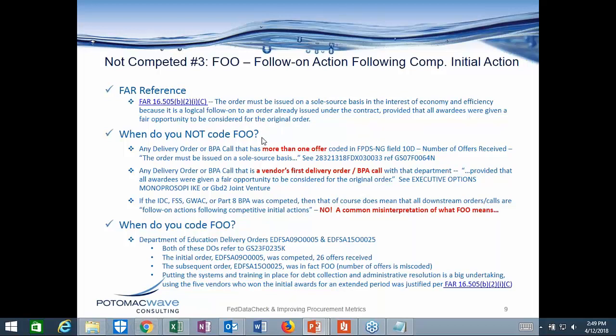All right, so when do you not code FOO? Well, the first time is if you got more than one offer. It could not possibly be an FOO because an FOO is a sole source basis. I'm not going to go through that, but if you're putting down you got 5 offers, then you're putting down FOO, it's impossible. Now here's another interesting one. If it's the vendor's first delivery order or BPA call with that department, it could not possibly be an FOO. Let's look at an example of that.